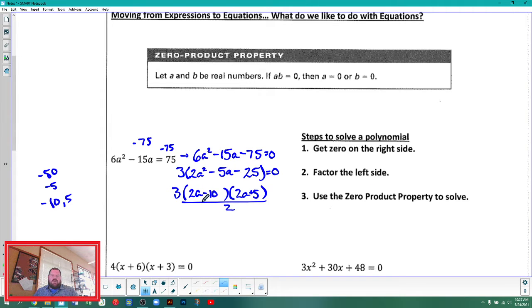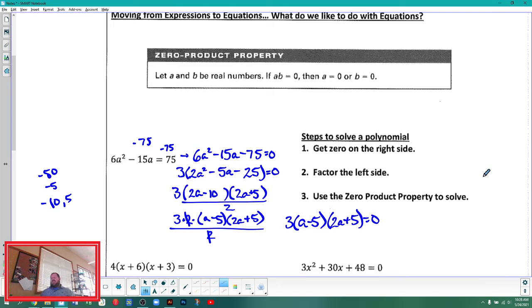The common factor of 2 comes out of this one to where I get 3 times 2 times a minus 5 times 2a plus 5. And I'll clean all this up in just a second. But all that's being divided by 2, and those 2's cancel out. And so that was just factoring with the Australian method. And what that gives me is 3 times a minus 5 times 2a plus 5. All that equals 0.